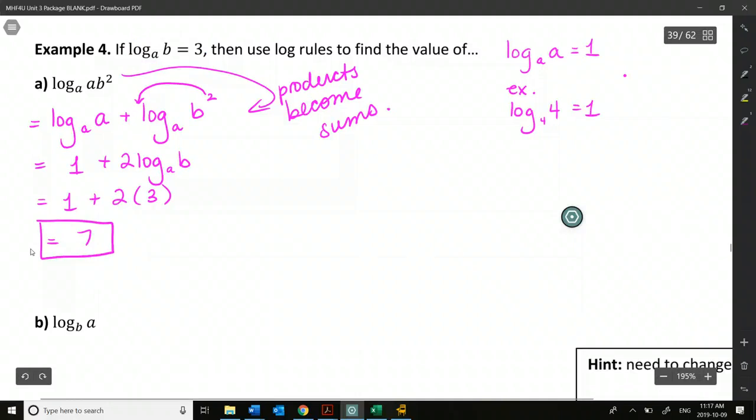I can't really check this one because I'm just finding what the expression is equal to. I'm not solving for an unknown x or something like that. So I would just have to check back through my work for this one.